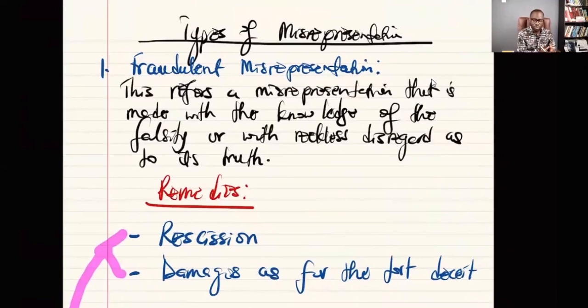So we said we have fraudulent misrepresentation, negligent misrepresentation, and then innocent misrepresentation. So with the fraudulent misrepresentation, this refers to a misrepresentation that is made with the knowledge of the falsity or with reckless disregard as to its truth. So here, the representor, the one making this false statement, knows for a fact that this statement he or she is making is a lie, but he makes it anyway to induce you to enter into the contract.